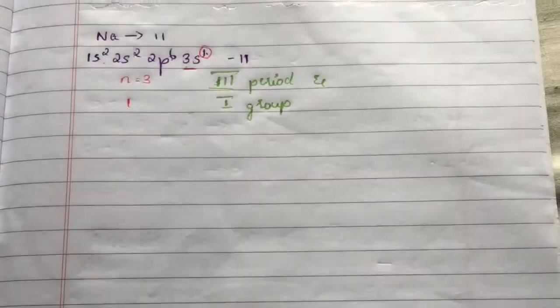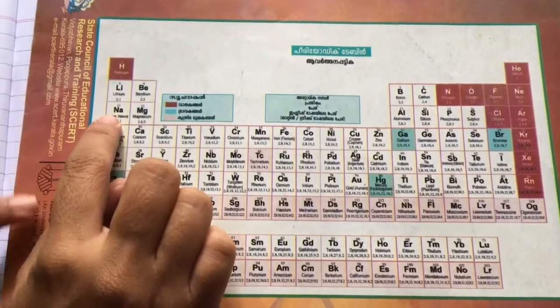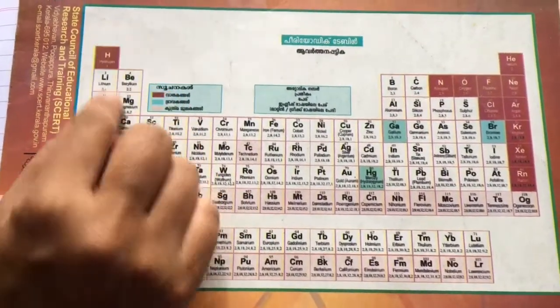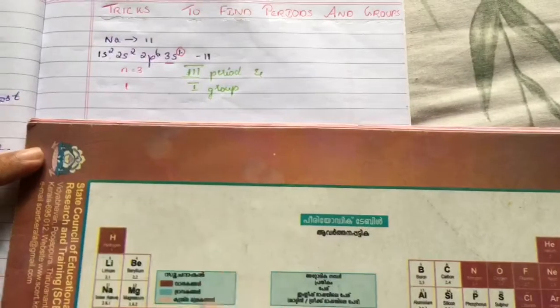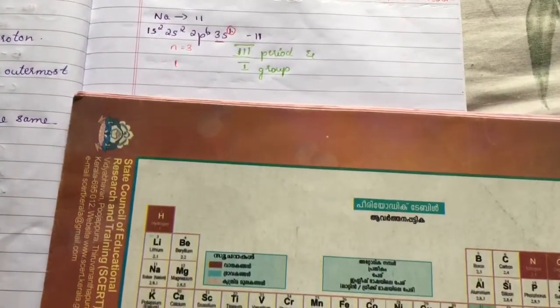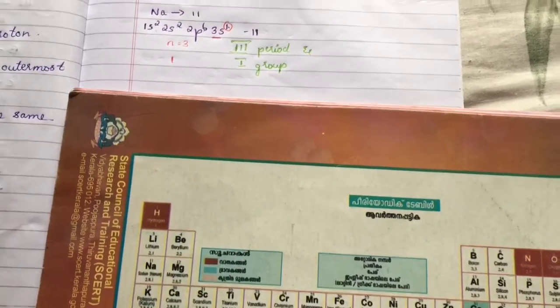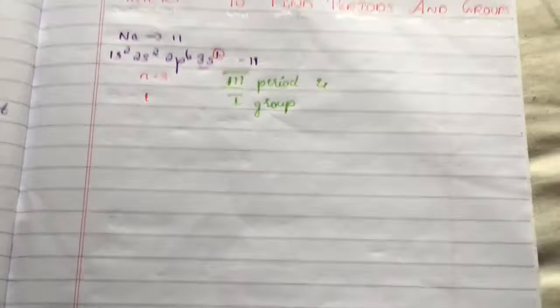Let us check it out. Sodium: 1, 2, 3. It is present in the third period, and the first group. Correct, right? I hope you are clear with this. To find the period as well as the group, we can directly follow this method.